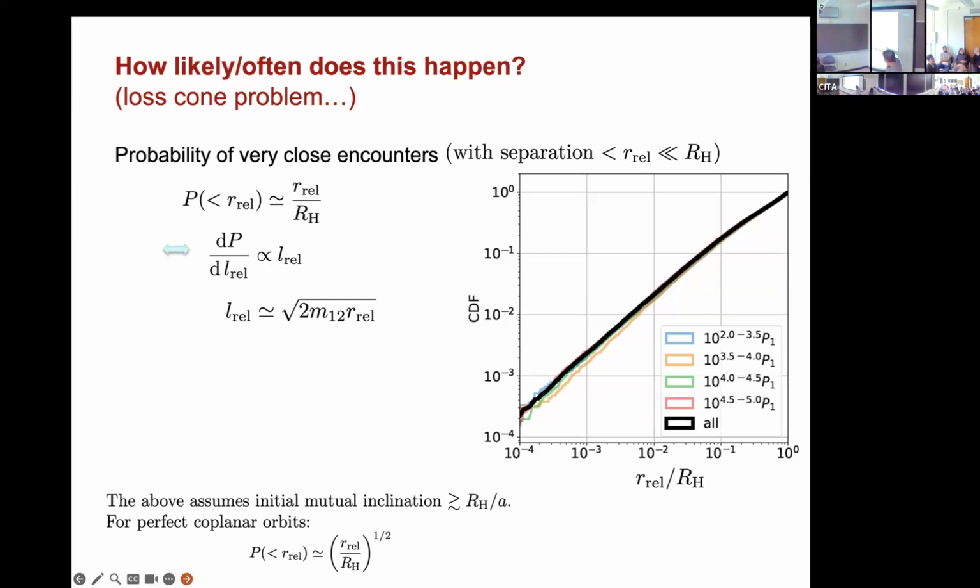Yes, this can be easily derived. If you have a perfect coplanar configuration, the scaling is different. This is actually assuming three dimensions. But this is actually the point: if you have a small mutual inclination, the scattering process will pump up the eccentricity and mutual inclination to a value comparable to this. So this is actually relevant.